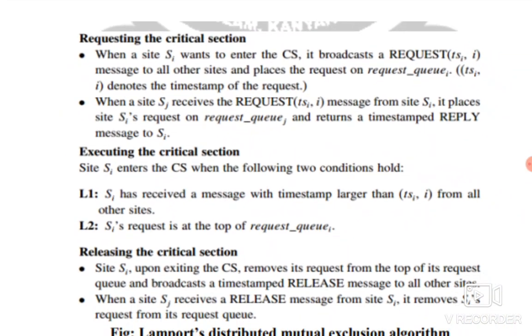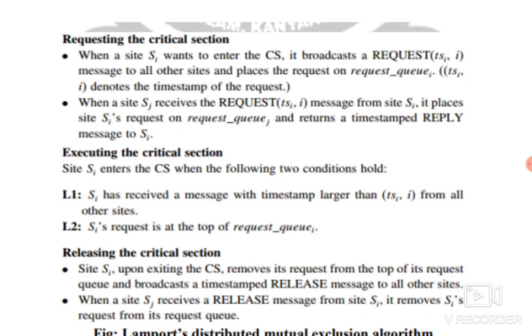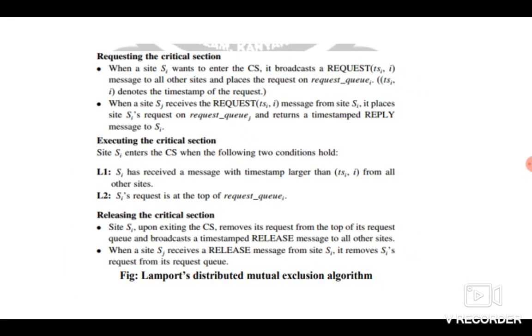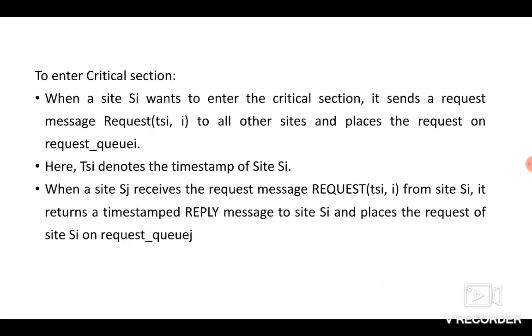So we have three steps: requesting the critical section, executing the critical section and releasing the critical section. One by one we are going to discuss. To enter the critical section, for example, the site SI wants to enter its critical section. It sends a request message to all the other sites with the timestamp. After broadcasting the request message, it places the request in its request queue. Here TSI denotes the timestamp.